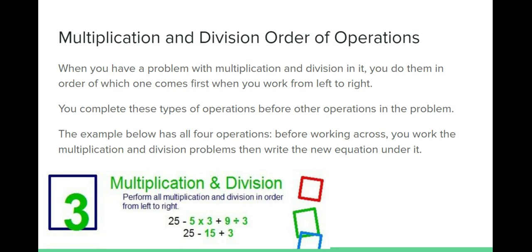25 minus... We already worked out that green section. 5 times 3 is 15. We did not do anything with our plus sign yet, so we just bring it down. And then 9 divided by 3 we said was 3. So our new equation is 25 minus 15 plus 3. Now we're going to move on and look at what we need to do with the addition and subtraction problem.